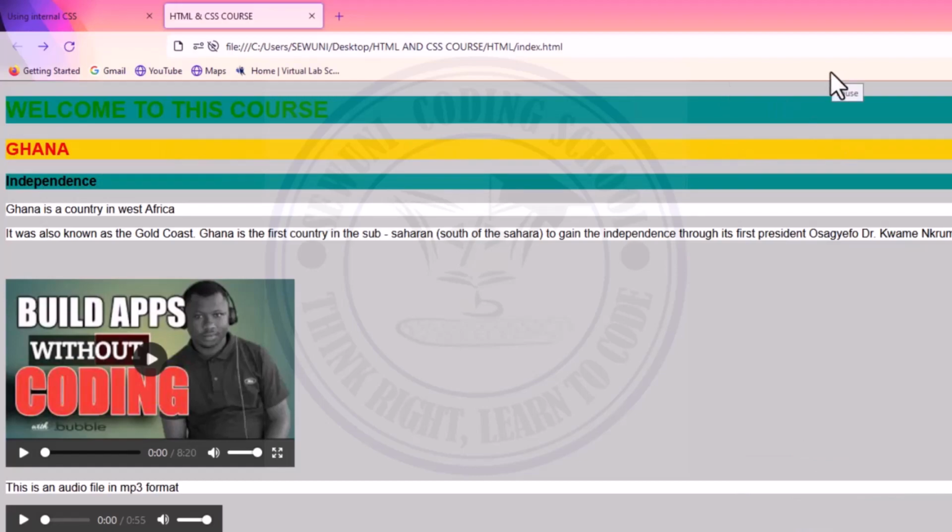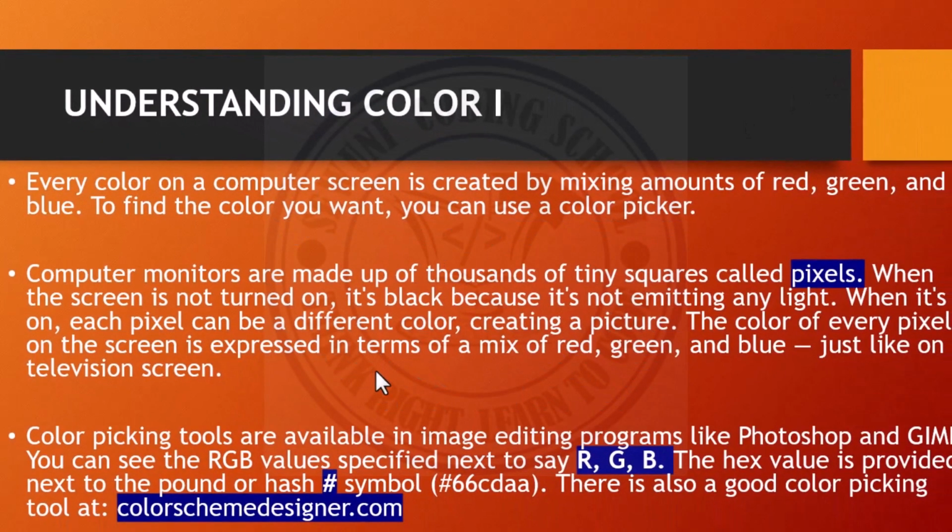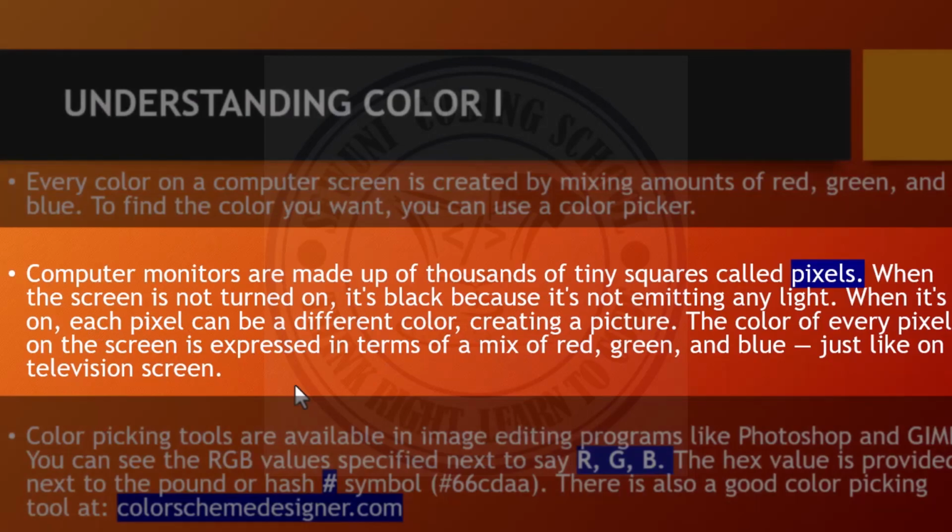Let's continue with our slide. So we can choose the color picker as you see it here. Computer monitors are also made up of millions of tiny squares called pixels. Actually, pixel is also an acronym which stands for picture element. PIX stands for picture, and EL stands for element. That means anything you see on a screen or any monitor has a lot of pixels, tiny boxes which represent pixels.